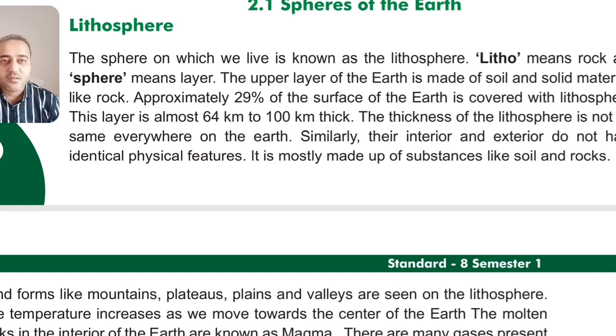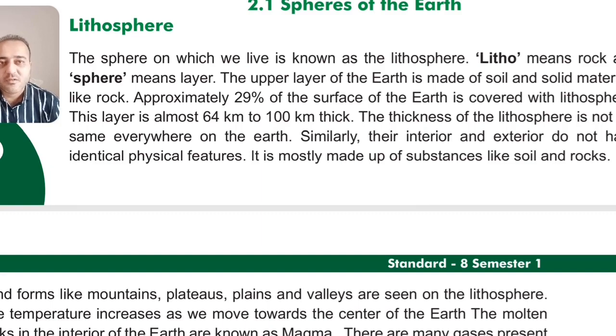Okay, the upper part of the earth is made up of solid materials like rock. Approximately 29% of the surface of the earth is covered with lithosphere. As we know, the maximum part of the earth is covered with water, that is 71%, and the remaining approximately 29% is the lithosphere, or the land area.